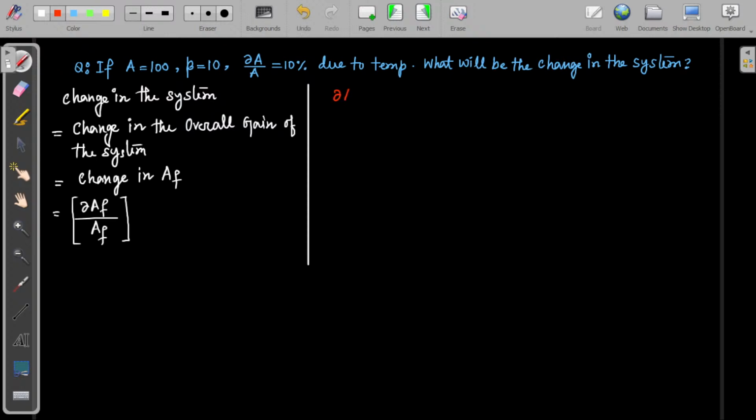So del AF divided by AF is equal to del A divided by A, in the bracket 1 plus A beta. So this is how we have to find. Now how to find the del A by A? You can see that del A by A is given by 10%. So that means del A by A is equal to 10%.